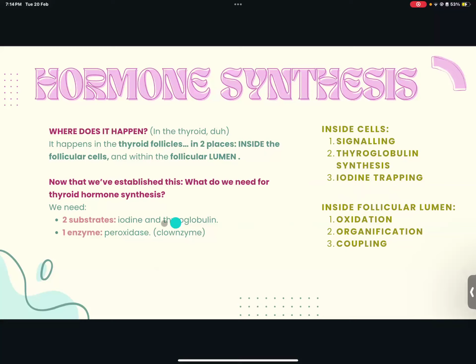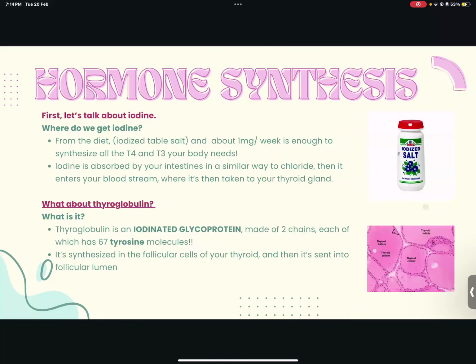And I like to call this the clownzyme, and you'll see why later. It's a pretty lame joke, but I think it helps you remember it. So let's move on to the next step.